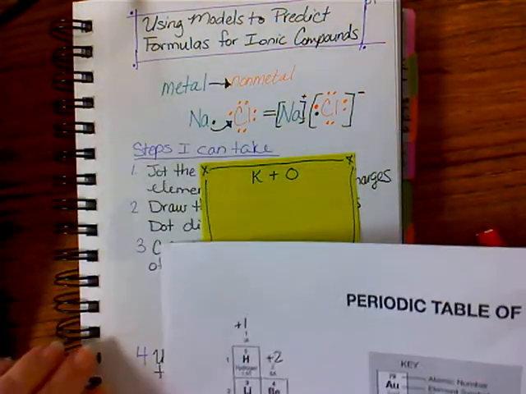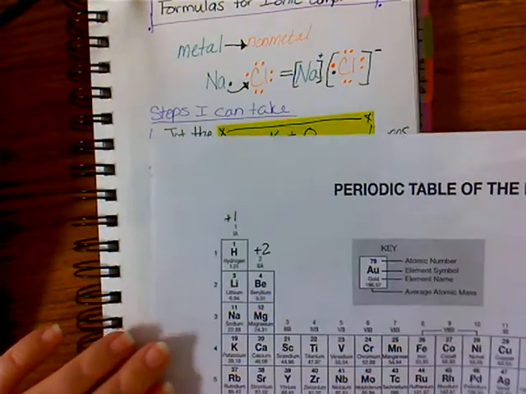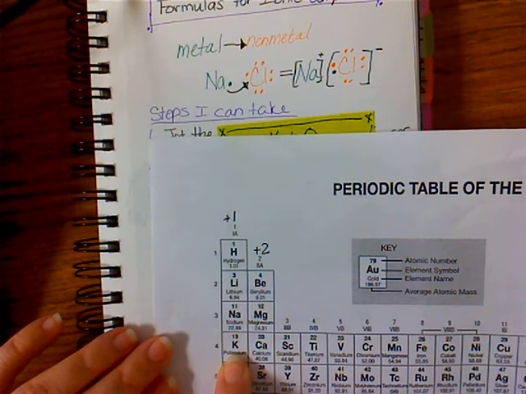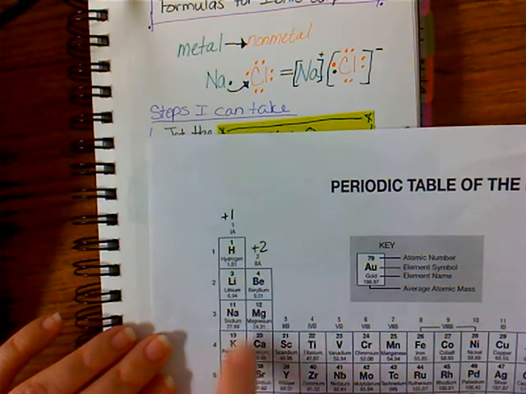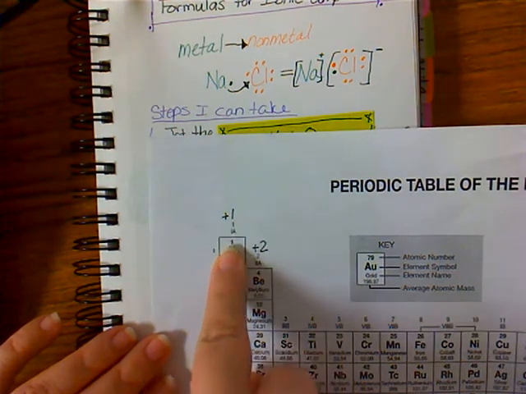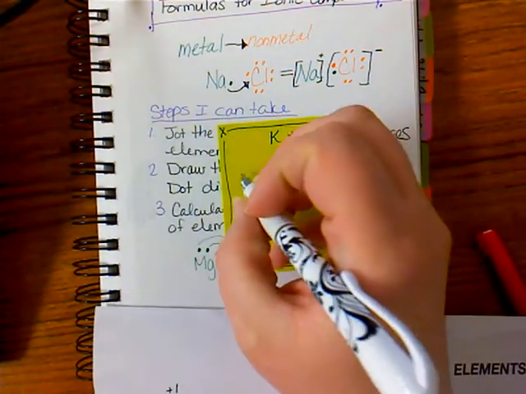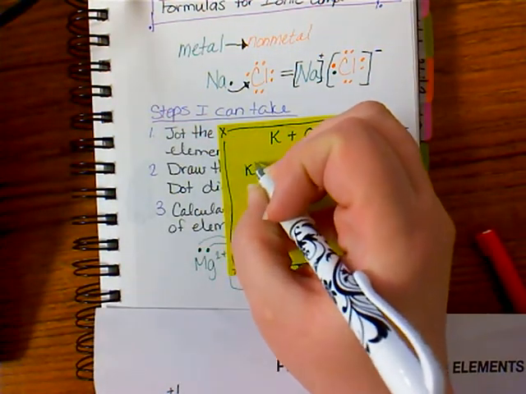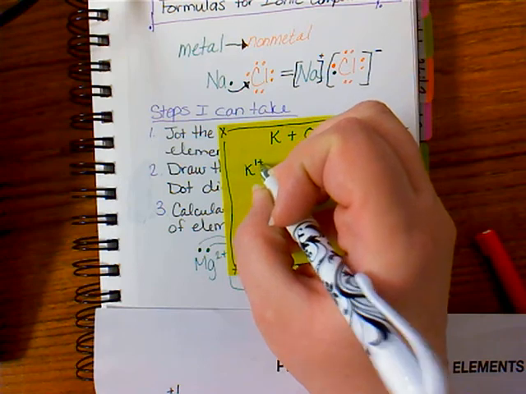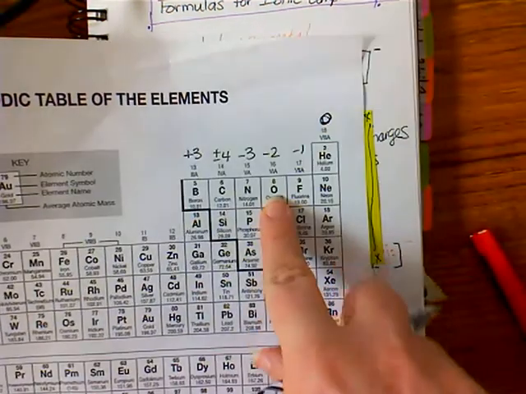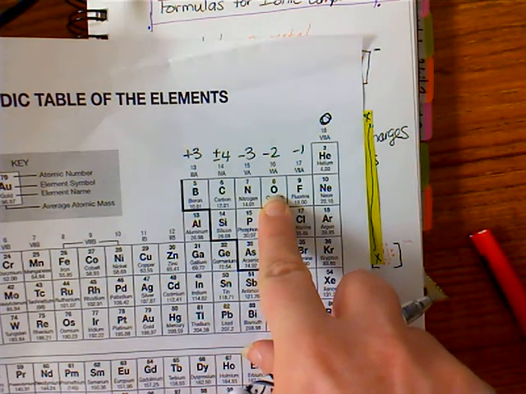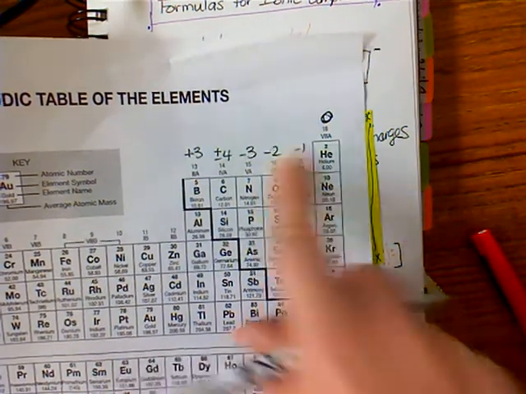Okay, so first let's figure out about calcium. Calcium is over here in the first group, and that means it has a +1 charge. So let's do that right now. Okay, now what about oxygen? Oxygen is way over here in group 16, and it has a -2 charge.